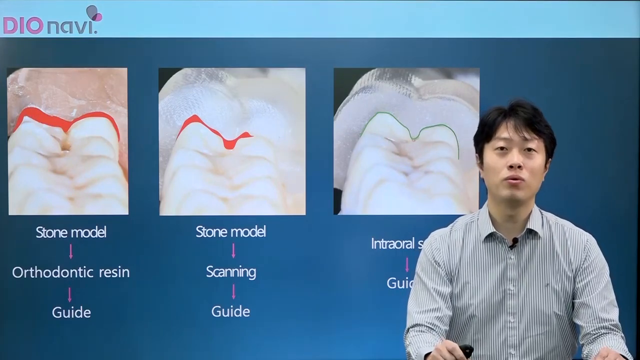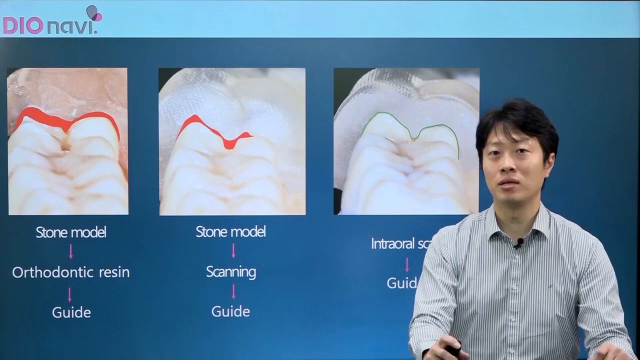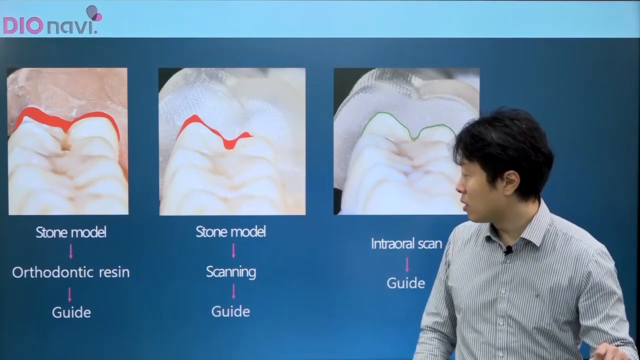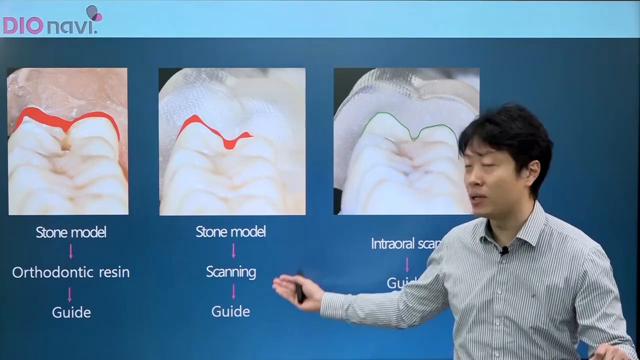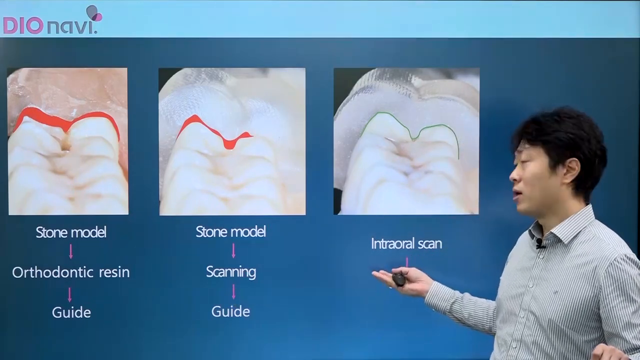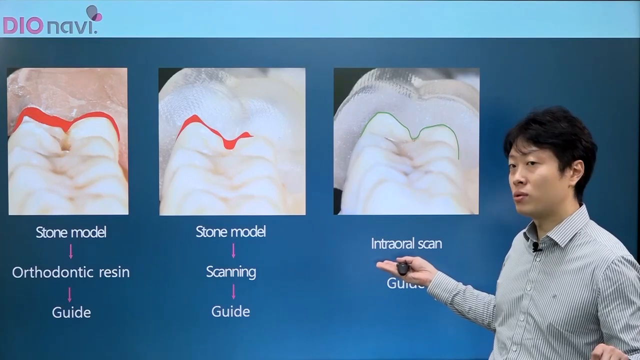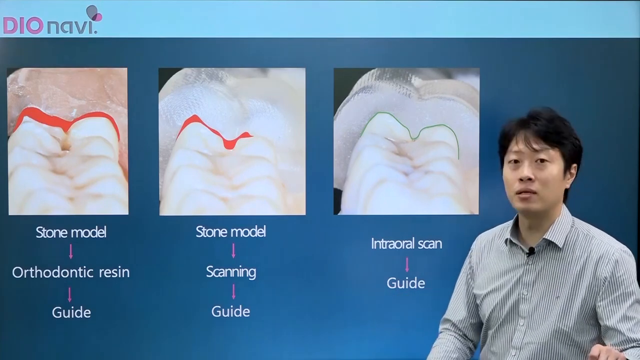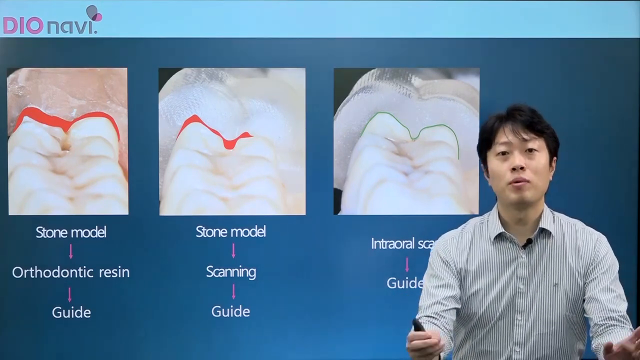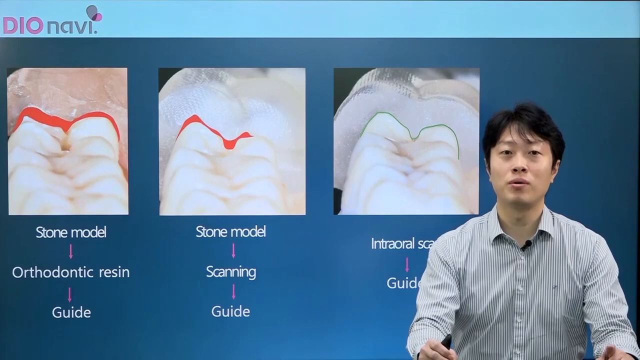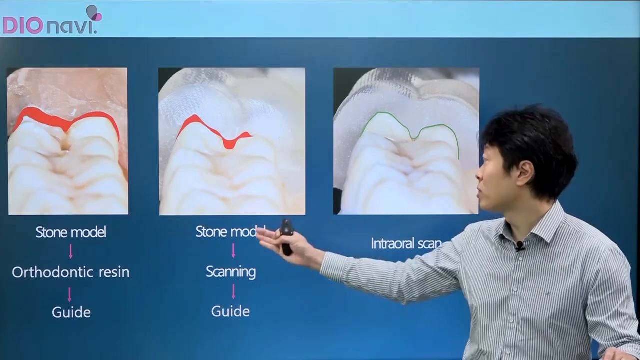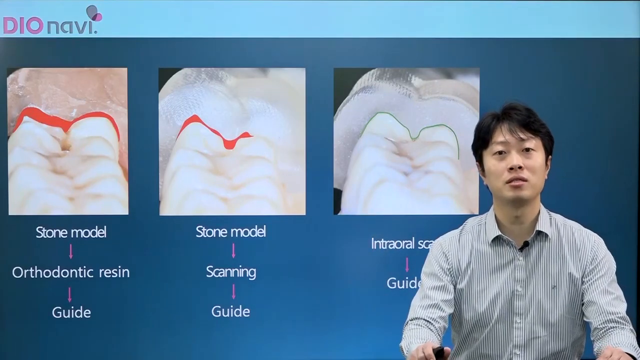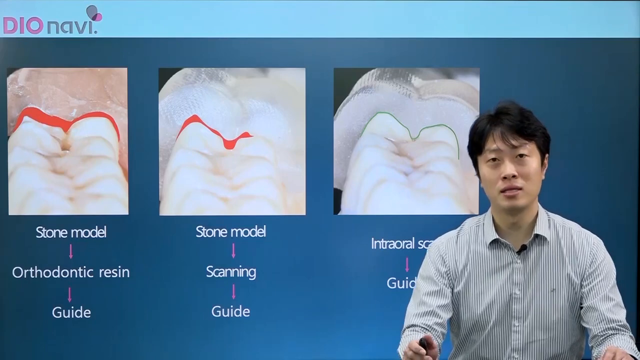There are a couple of ways to obtain intraoral scan data. One is to make a plaster model by taking an impression and scan the plaster model that will then be made into a guide. Another is to use an oral scanner for an oral scan and use the data to make a guide. Either way, you can produce a surgical guide. However, of these two, using an oral scanner to proceed with the intraoral scan is a better way to obtain an accurate guide.